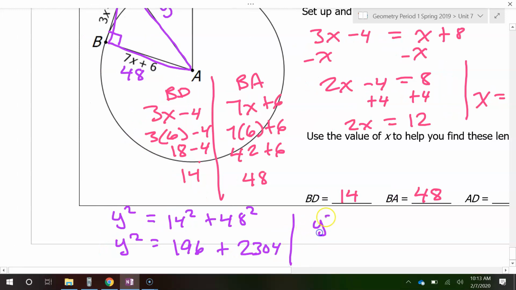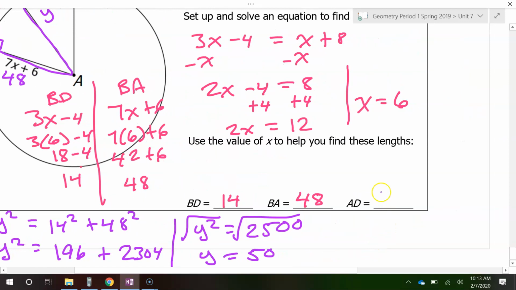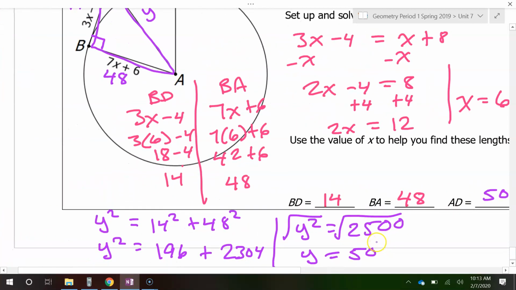Okay, so y squared is equal to 2,500. But then I take the square root of both sides. And what's that? What is it? 50? Okay, so that's why AD is going to be 50. Does that make sense?